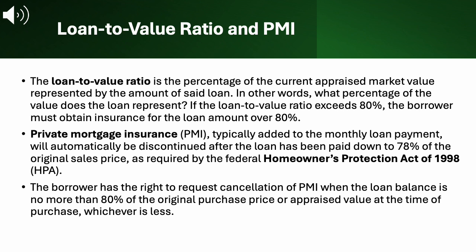Loan-to-value ratio and PMI. The loan-to-value ratio is the percentage of the current appraised market value represented by the amount of said loan. In other words, what percentage of the value does the loan represent? If the loan-to-value ratio exceeds 80%, the borrower must obtain insurance for the loan amount over 80%. Private mortgage insurance, PMI, typically added to the monthly loan payment, will automatically be discontinued after the loan has been paid down to 78% of the original sales price, as required by the federal Homeowners Protection Act of 1998, HPA. The borrower has the right to request cancellation of PMI when the loan balance is no more than 80% of the original purchase price or appraised value at the time of purchase, whichever is less.